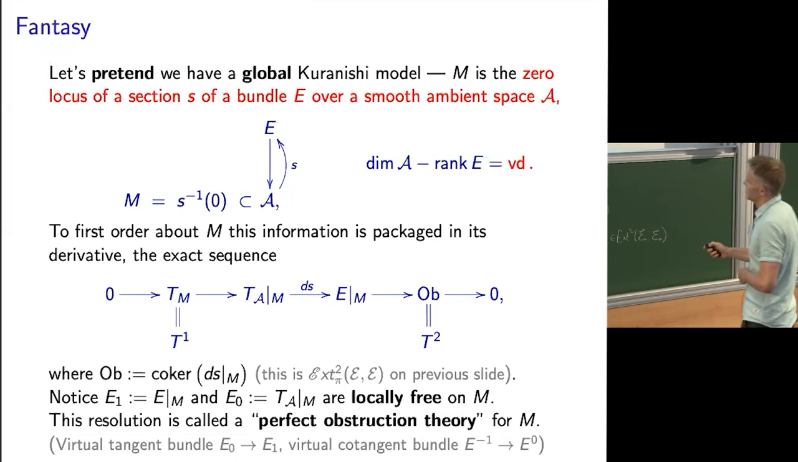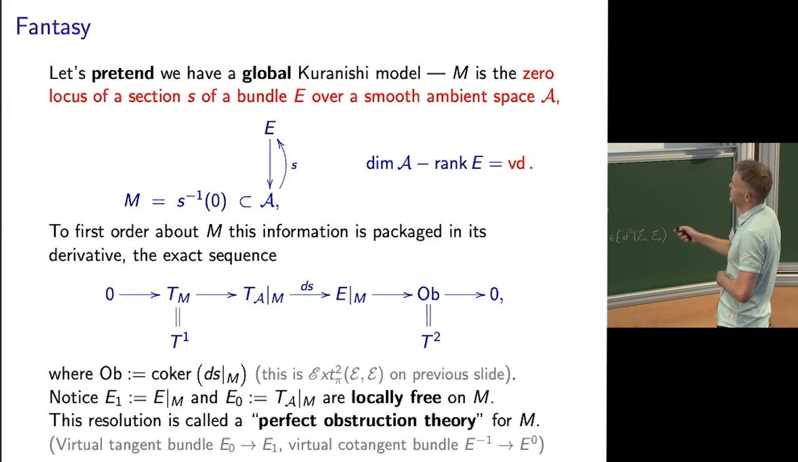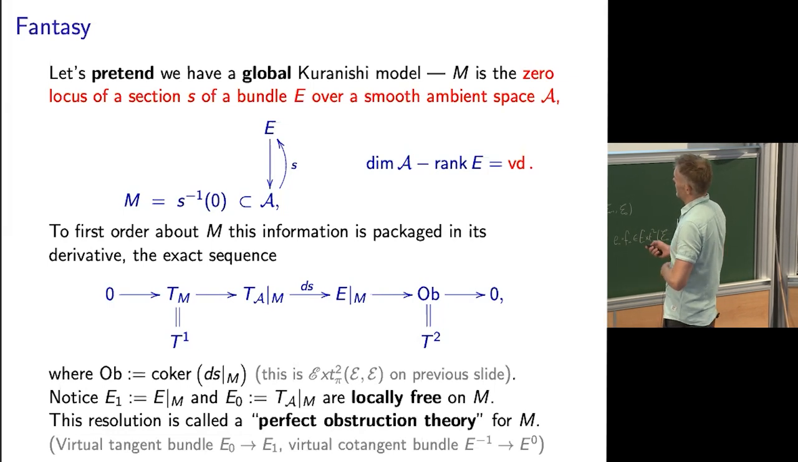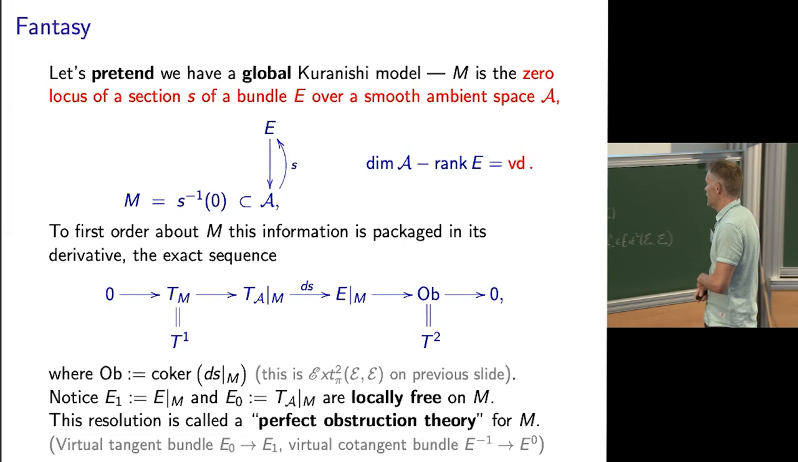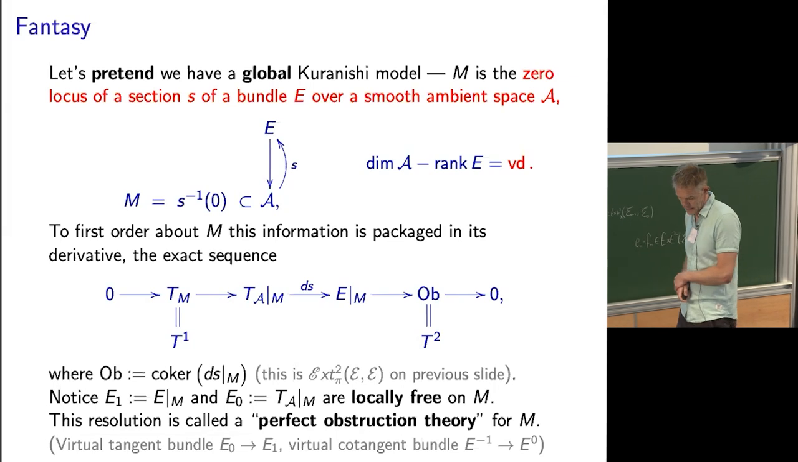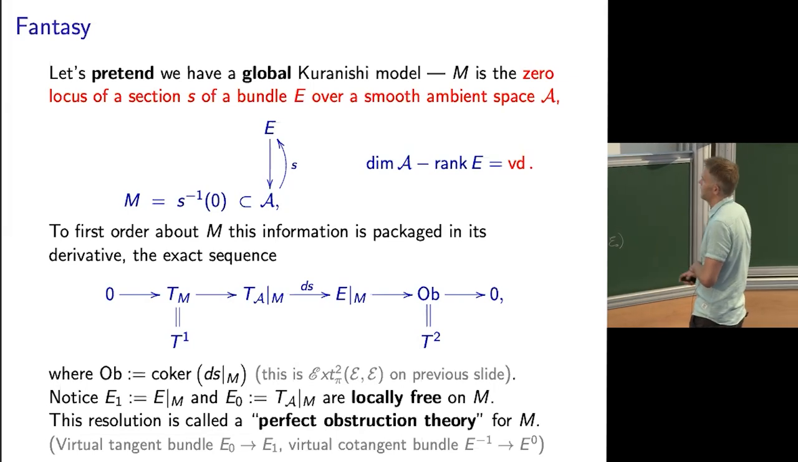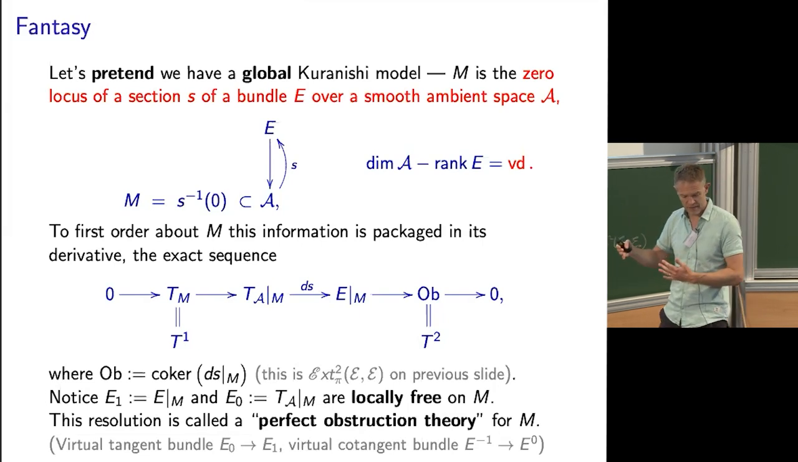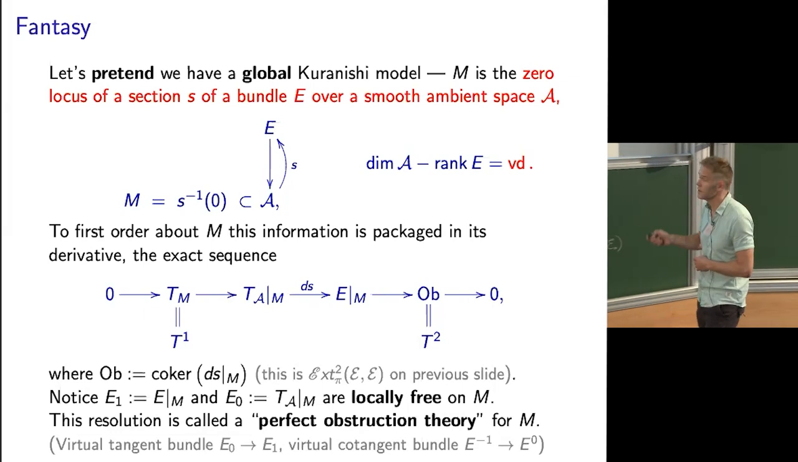Okay? And so this resolution of the tangent and obstruction spaces of M, this is a locally free resolution of them, is called a perfect obstruction theory. And just some notation, we call E0 to E1 the virtual tangent bundle. Hopefully that makes some sense to you. And its dual, so we use this standard notation that when you dualize a complex, you move the subscripts to the top and make them negative, is called the virtual cotangent bundle. So this isn't precise yet, but this is the rough idea. This will be the thing which does globalize. This is the infinitesimal part of the fantasy that will make global sense, and that's called this perfect obstruction theory.